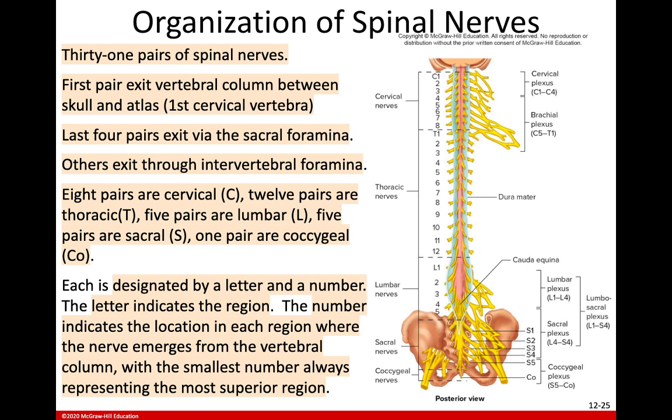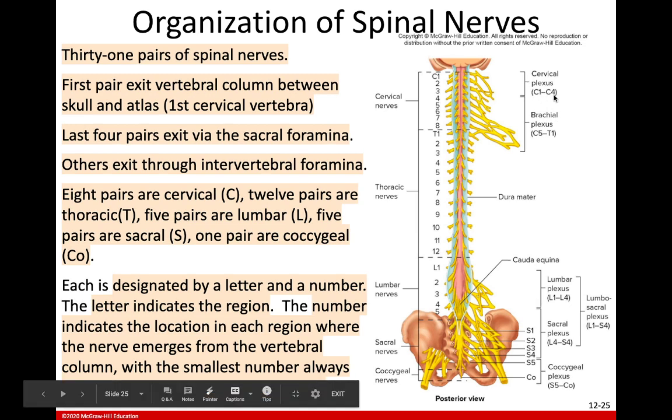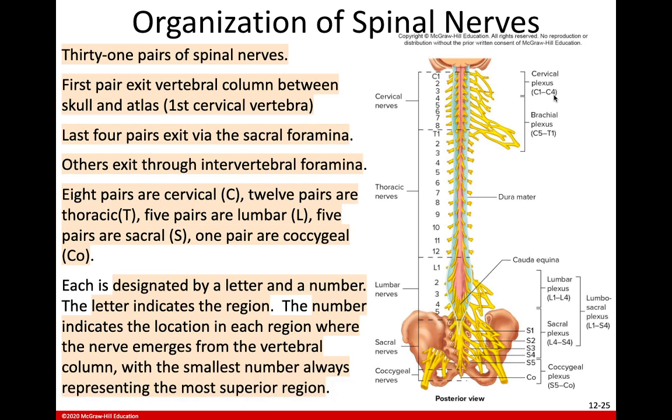These spinal nerves are designated by a letter and a number. Again, the letter indicates the region, and the number indicates the vertebra that is going to be inferior to that spinal nerve. So again, the spinal nerves exit above the vertebra. For example, the first pair exits above the atlas, the C1 vertebra. The 8th pair exits above the C8 vertebra in your vertebral column.